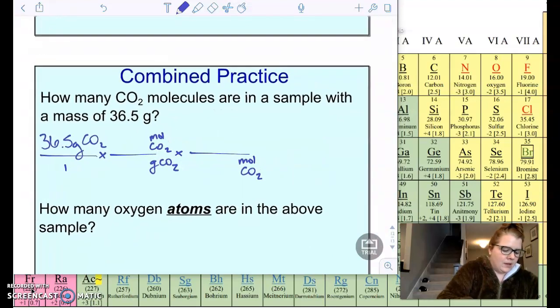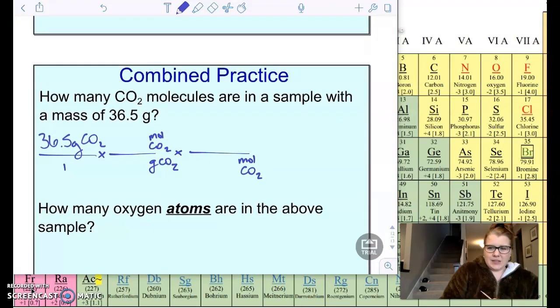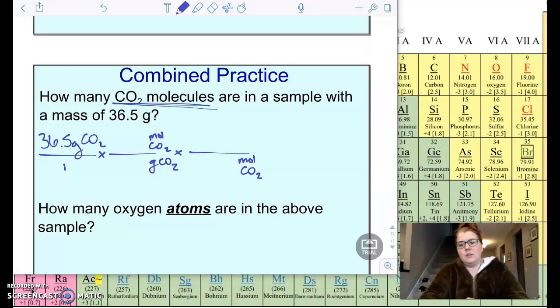Cool. Let's see what this is asking me again. So how many carbon dioxide molecules? So this is like if I could count how many CO2s there are in a 36.5 gram sample. Now remember, atoms are ridiculously small. There's no way I could feasibly count this. I would be very dead before I got anywhere with it. But that's why we've got this concept of a mole. And if you recall, 1 mole is equal to 6.02 times 10 to the 23rd.